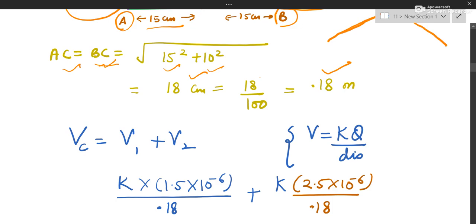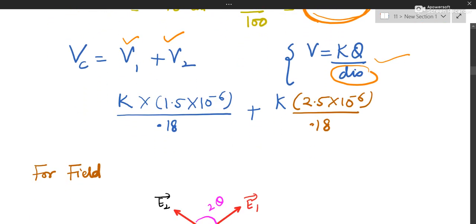Now potential is again simple because it is a scalar quantity. So the potential due to the first charge and the potential due to the second charge are added. The general formula is this. The distance is already ready, so substitute, add, and do the general mathematics.